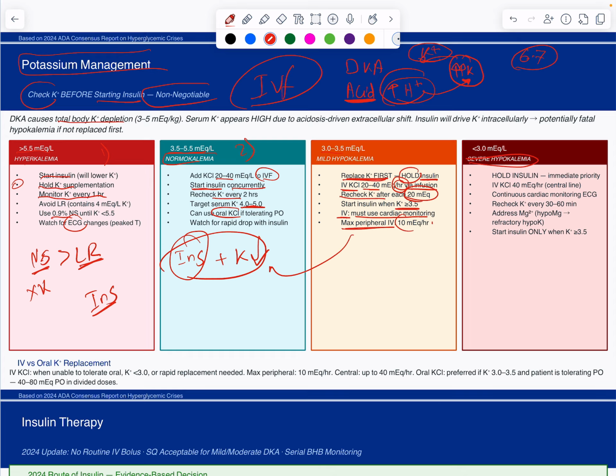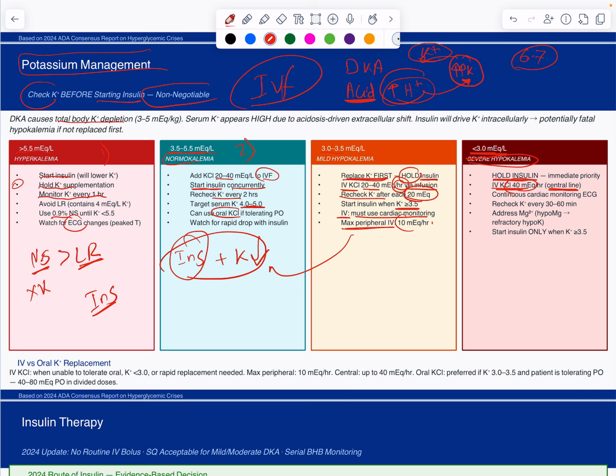If we have severe hypokalemia, which means potassium below 3, at this point, you hold insulin. You cannot give insulin in this case. You have to correct the potassium more aggressively before giving any insulin. So here actually you can give higher doses of potassium chloride, like 40, because this is severe. Yes, pushing too much potassium can cause arrhythmia, but if they also have severe hypokalemia, that can increase the risk of arrhythmias. So here you are more aggressive with the potassium replacement, and usually you will need a central line.